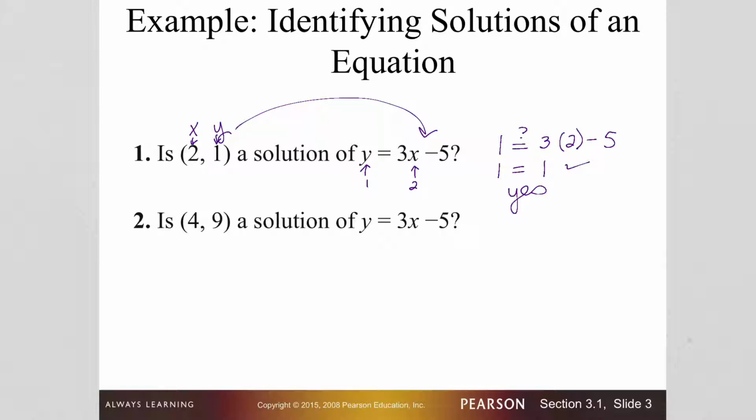So with a linear equation, there's actually an infinite number of solutions. So just because I came up with yes here doesn't mean that number 2 has to be a no, okay? So you have to try it out as well. So we're going to put 4 in for x, we're going to put 9 in for y, and we're going to see if that creates a true statement. So I've got 9, is that equal to 3 times 4 minus 5? Is 9 equal to, 3 times 4 is 12, 12 minus 5 is 7. Those are not equal to each other. So on this one, I would say no.